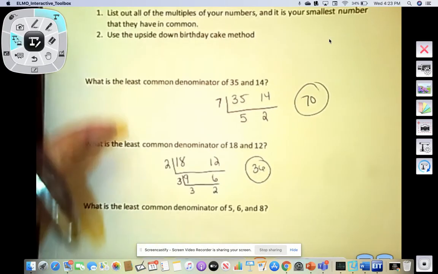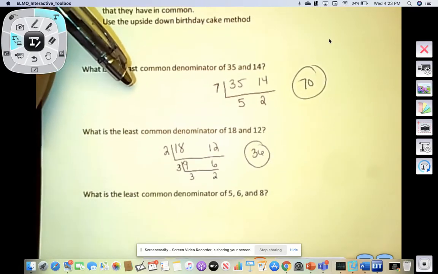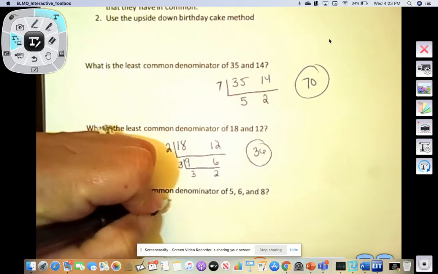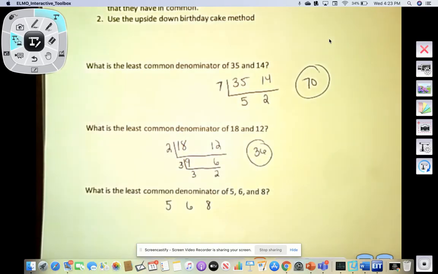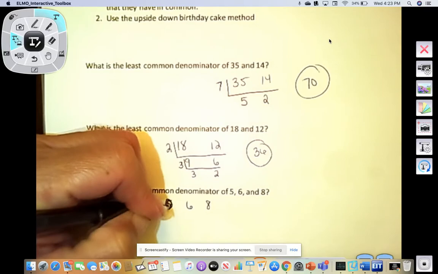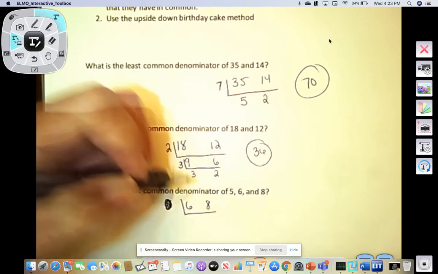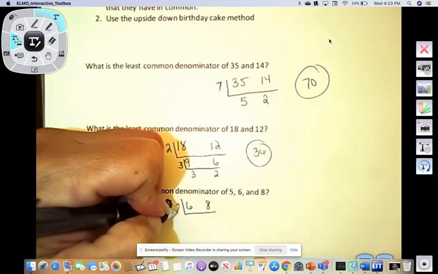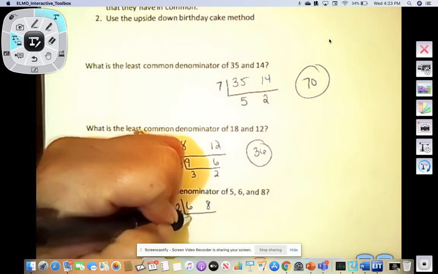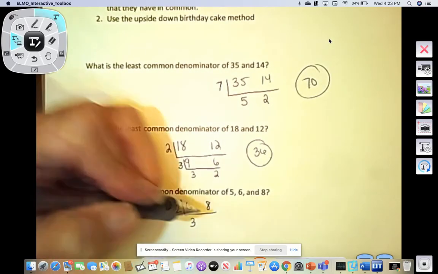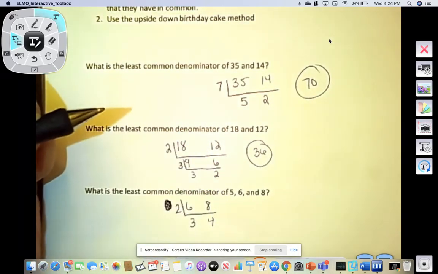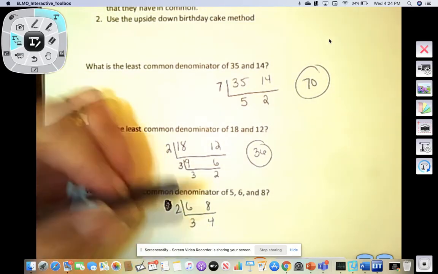Now I have, for the next one, 5, 6, and 8. I could set up my upside down birthday cake, but I notice that there's no number that goes into 5, 6, and 8. But I do notice that there's a number that 6 and 8 have in common, so I'm just going to deal with those two first. I'm going to do my layer cake for the 6 and the 8. 2 goes into both of those. 6 divided by 2 is 3, and 8 divided by 2 is 4. Okay, so I'm done with those because there's nothing that goes into 3 and 4.